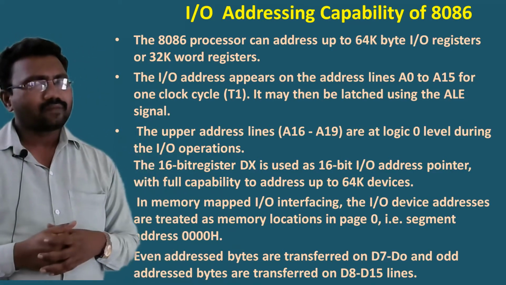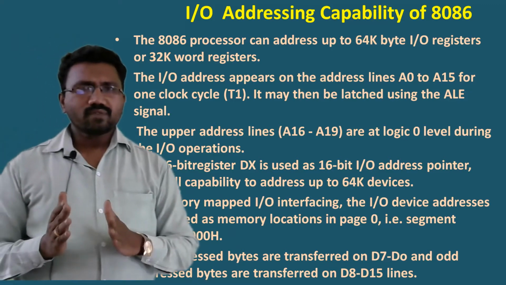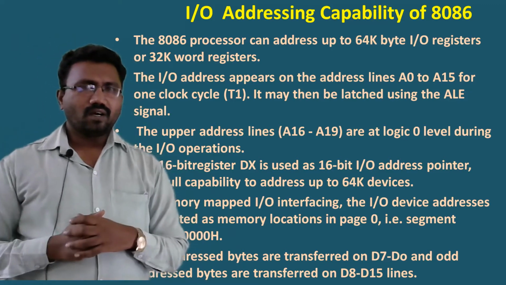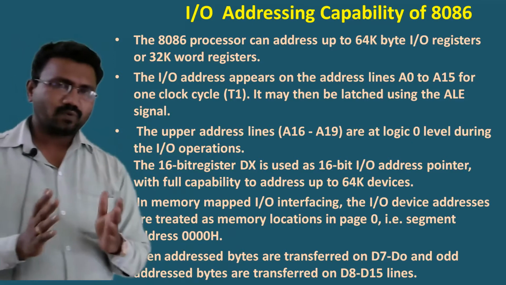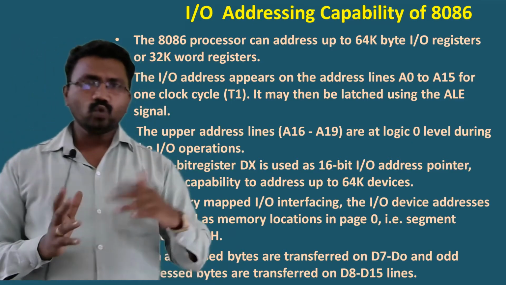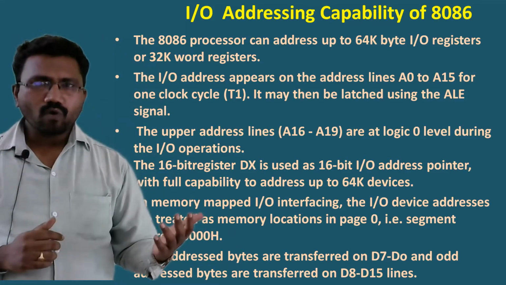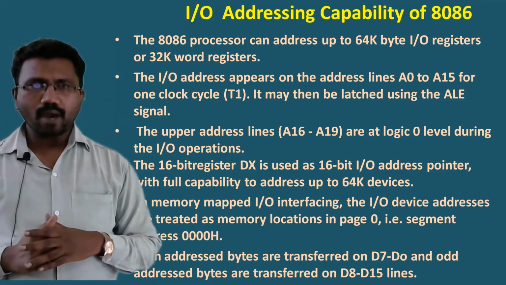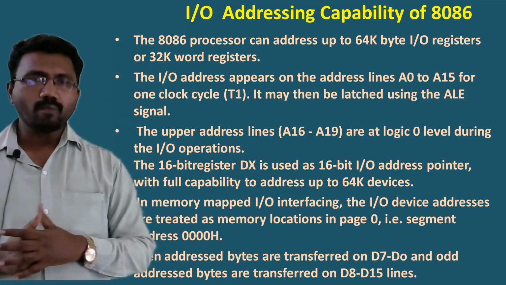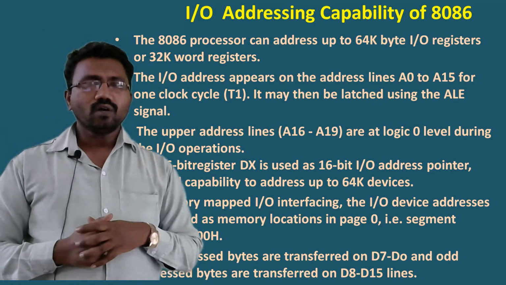In I/O interfacing, there are two types of interfacing to address the memory and I/O devices. The CPU can access memory and I/O in two ways: memory mapped I/O and I/O mapped I/O. I/O mapped I/O is nothing but isolated I/O. I/O mapped I/O is also called isolated I/O.